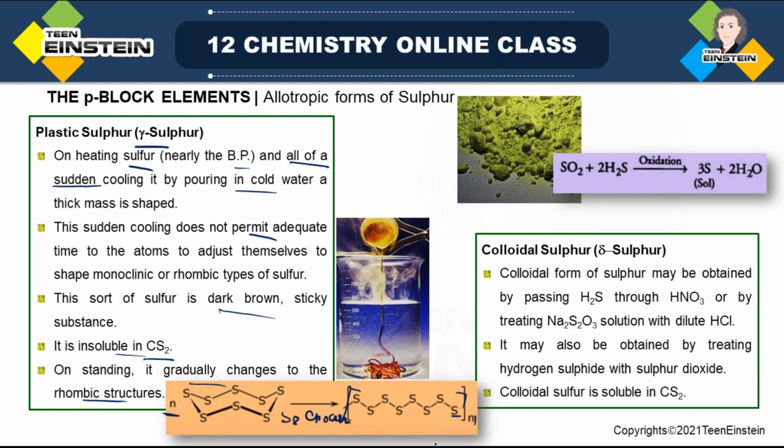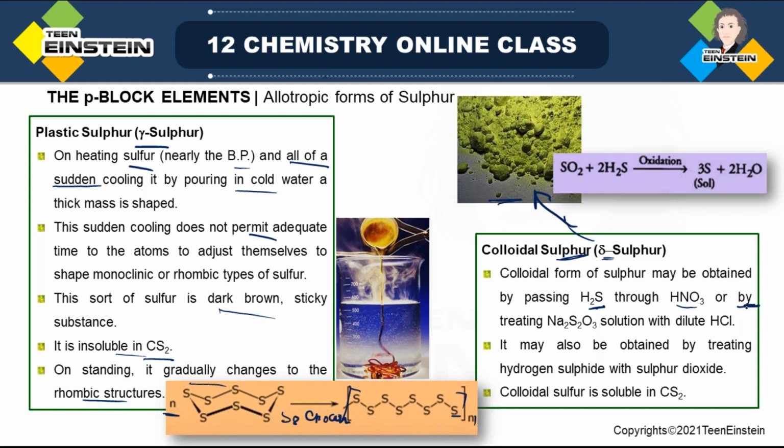Second amorphous form, colloidal sulfur or delta sulfur. Now the colloidal form of sulfur, you can see this is the picture, may be obtained by passing H2S through HNO3.